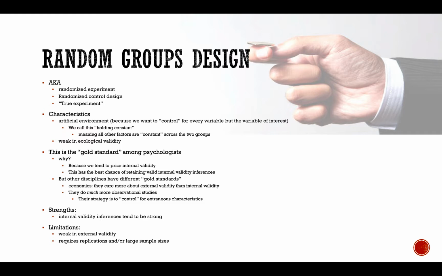But other disciplines have different gold standards. In economics, for example, and this is kind of a misstatement, I say here that they care more about external validity, but that's really not the case. They very much care about internal validity. They just approach it in different ways. They don't use randomized experiments as much. Instead, they use different controlling methods, instrumental variables, and those sorts of things.